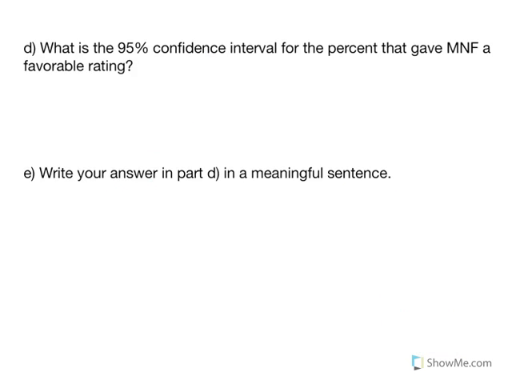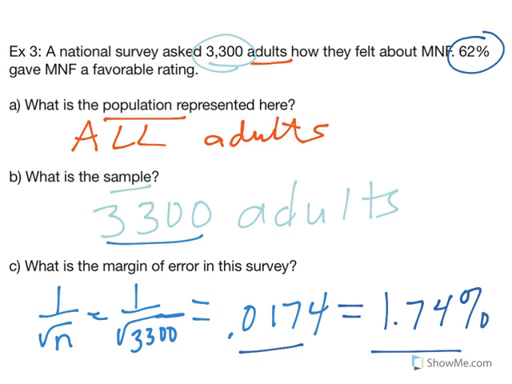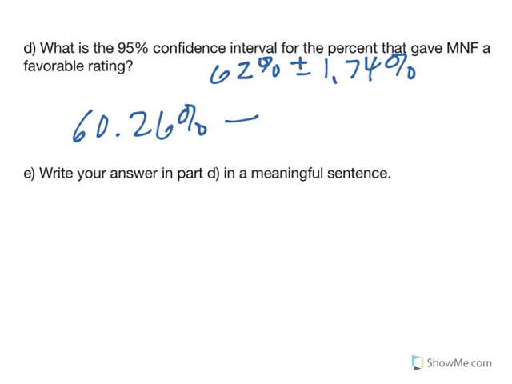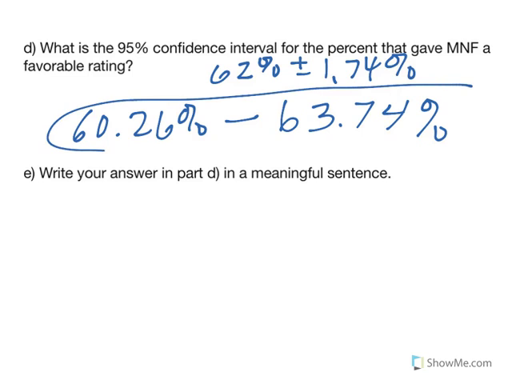Then we go, what's the 95% confidence interval? Well, if you recall, the estimate was 62%, right? Yes, 62% is our estimate. So we've got 62%, and we're going plus or minus 1.74%. So if I subtract 1.74, I get 60.26% to 63.74%, right? I subtract it to go to the left, I add it going to the right.